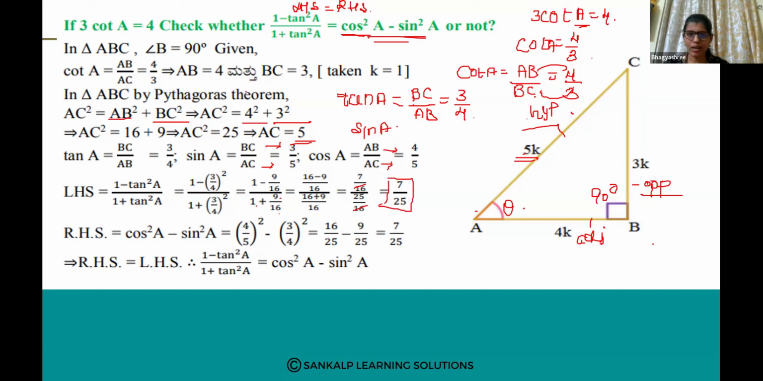Next, the RHS. Cos square A minus sin square A. Cos A value is 4 by 5, sin A value is 3 by 5. 4 square is 16, 5 square is 25, 3 square is 9, 5 square is 25. So denominator is same, 25. 16 minus 9 is 7, so 7 by 25. LHS is 7 by 25, RHS is also 7 by 25. Therefore, LHS is equal to RHS.